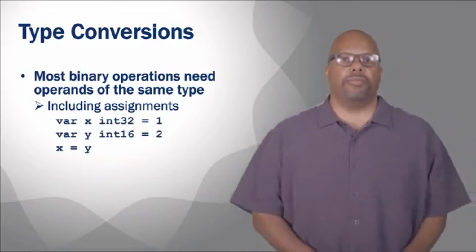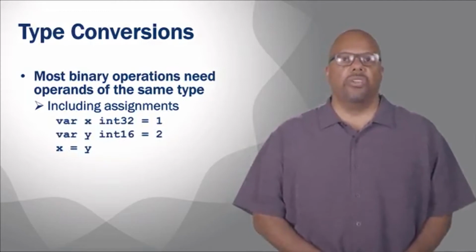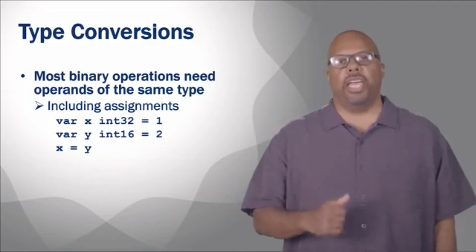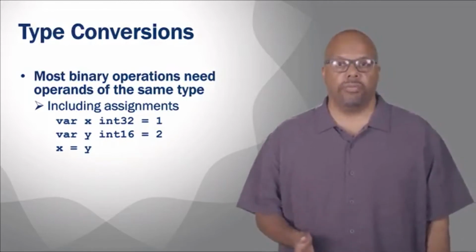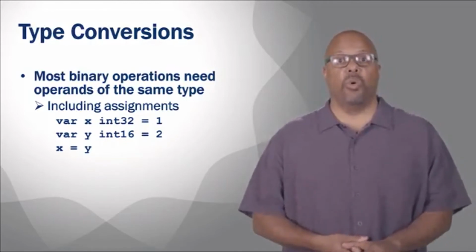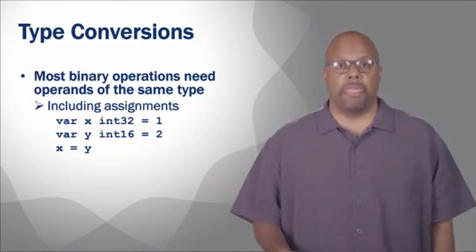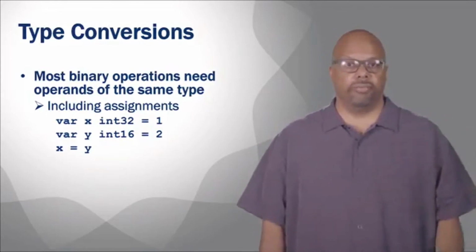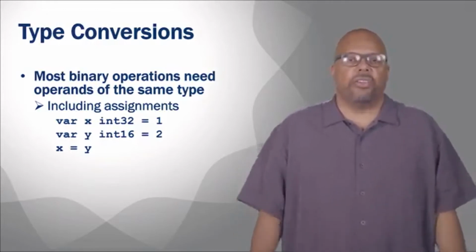Let's say, for instance, you've got some integers of different lengths. I've got variable x, a 32-bit integer, and variable y, a 16-bit integer. And I want to say x equals y. I want to assign one to the other. I want to do some operations with them together.